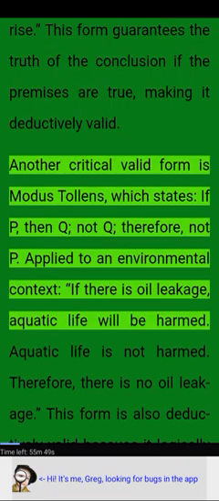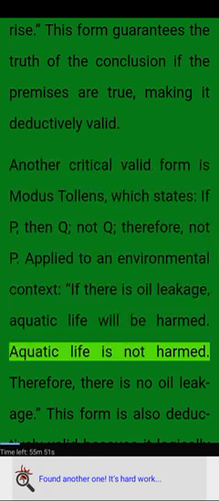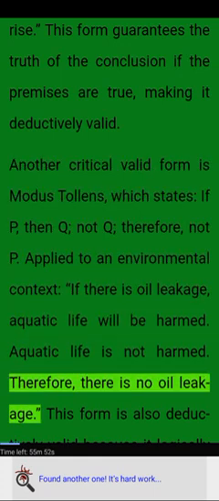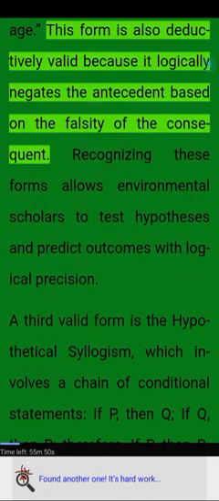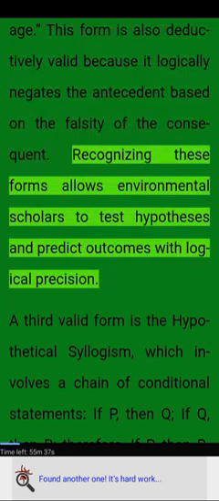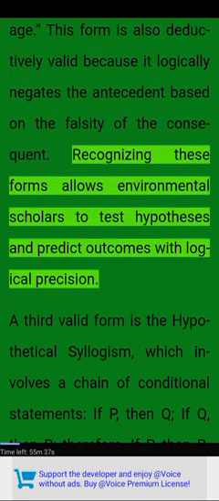Another critical valid form is modus tollens, which states, if P, then Q, not Q, therefore, not P. Applied to an environmental context. If there is oil leakage, aquatic life will be harmed. Aquatic life is not harmed. Therefore, there is no oil leakage. This form is also deductively valid because it logically negates the antecedent based on the falsity of the consequent. Recognizing these forms allows environmental scholars to test hypotheses and predict outcomes with logical precision.